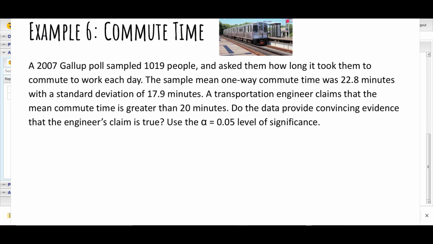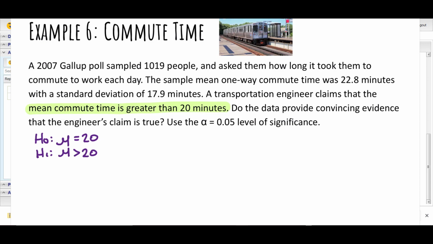Use 0.05 significance. Here's the claim: the transportation engineer claims that the mean commute time is greater than 20. So, null and alternate. We're doing the mean commute time that is greater than 20, so that would be your alternate statement. And then for our null statement, we would say that it is equal to 20.